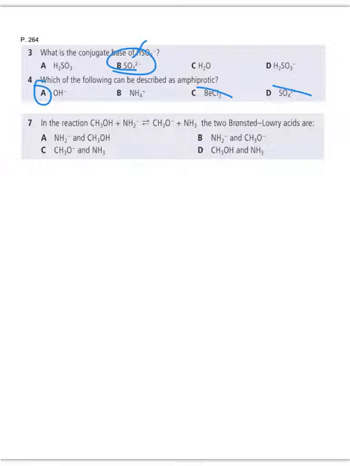Number 7, in the reaction, and I'll let you read that, the 2 Bronsted-Lowry acids are, so if I look at the left side, the CH3OH gives up a hydrogen, and in the reverse, it's the NH3 giving up the hydrogen. So that would make D my correct choice. CH3OH and NH3 are the acids. One's considered a conjugate acid, but still an acid.